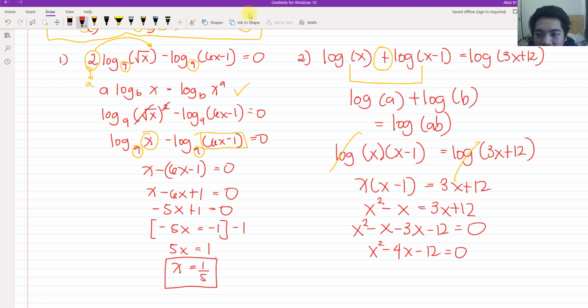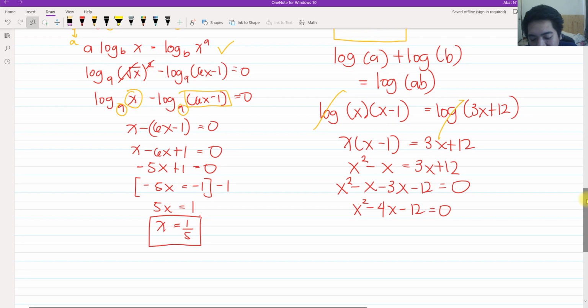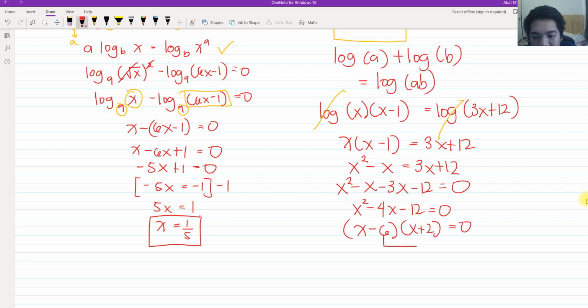So we have two possible values for x, and we have to make sure to get those two values. So we have to factor this. We have x minus 6, and then x plus 2. Because if we multiply negative 6 and positive 2, that would be negative 12. And if we add negative 6 plus 2, that would be negative 4. So we have two possible values of x. We have x equals 6 and x equals negative 2.